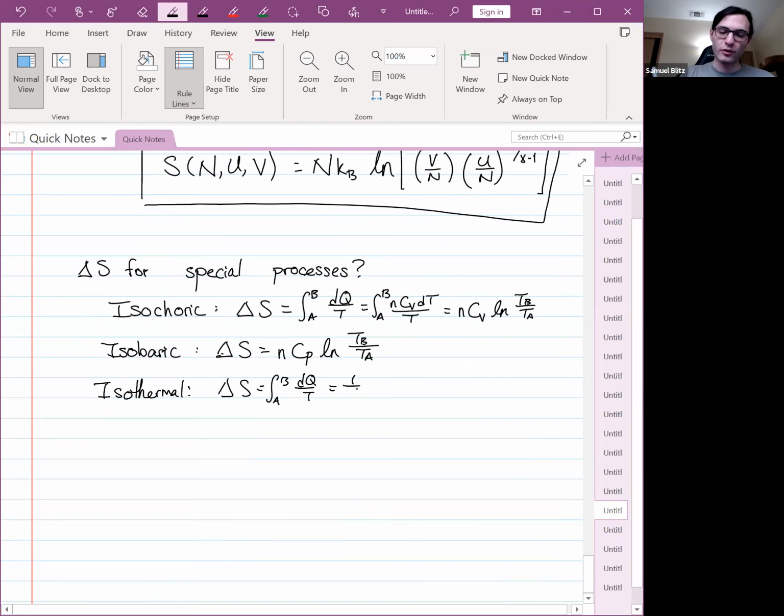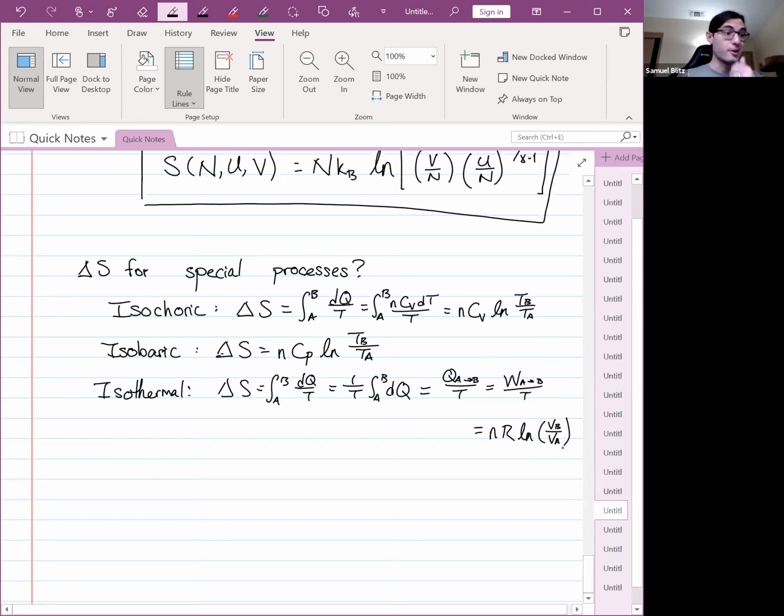And this is just equal to 1 over T times the integral of dq, because for an isothermal process, temperature is constant, so we can pull it out of the integral. But this is just 1 over T times the total amount of heat going from state A to state B. But for an isothermal process, the work and the heat are equal because the change in internal energy is 0. So this is just the work done from A to B divided by the temperature, and we already know the work done by an isothermal process, we've calculated that. It's nR log of VB over VA.